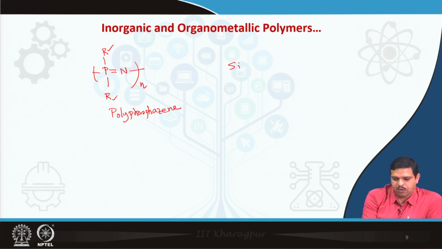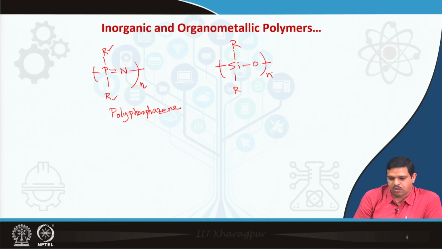Similarly, another polymer which is also very important and has wide application, I am sure all of you know about this one, the polydimethyl siloxane. Can you tell me what are the applications of polydimethyl siloxane? It has a lot of application especially in biomedical applications. We call it PDMS when R is equal to methyl.